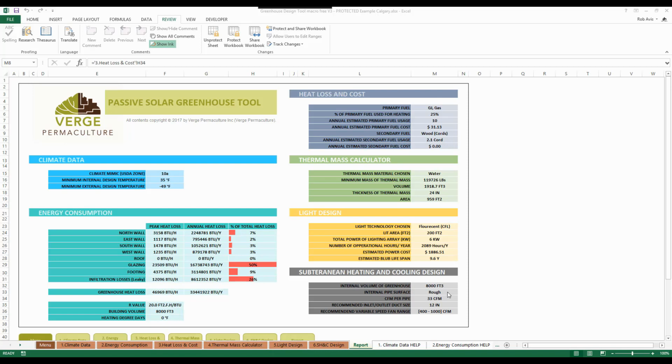Lastly, we looked at the subterranean heating and cooling system, and we entered in the volume of the greenhouse, the surface characteristics of the pipes, which we said were rough, the average CFM per heat pipe, and the recommended inlet and outlet duct size for your specific system, as well as a CFM range in order to give you the highest chance of success for this particular system.